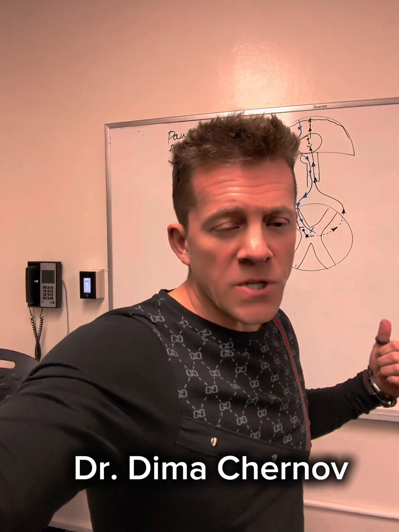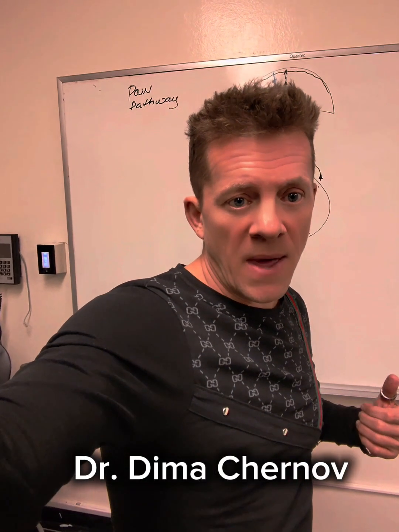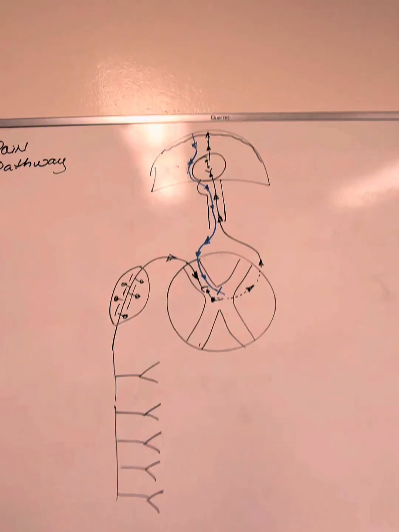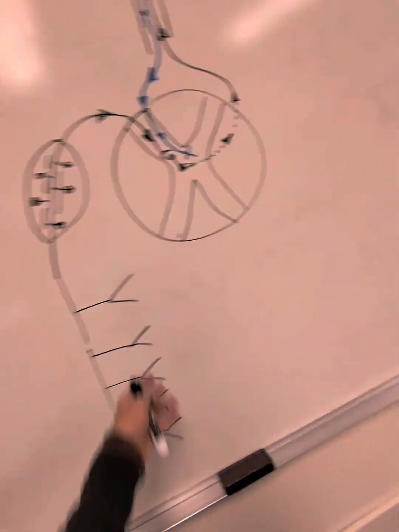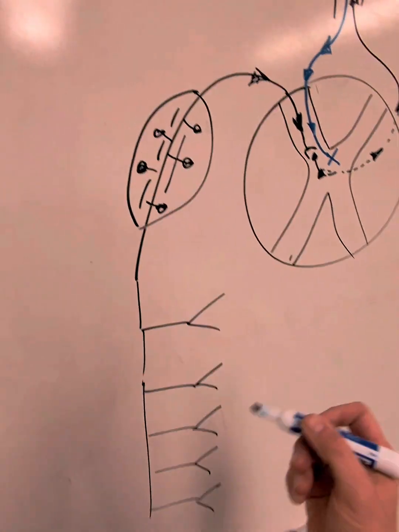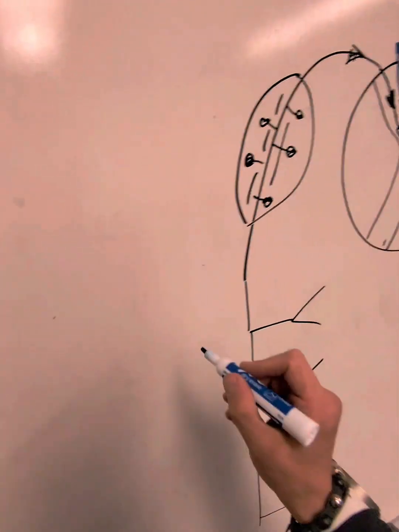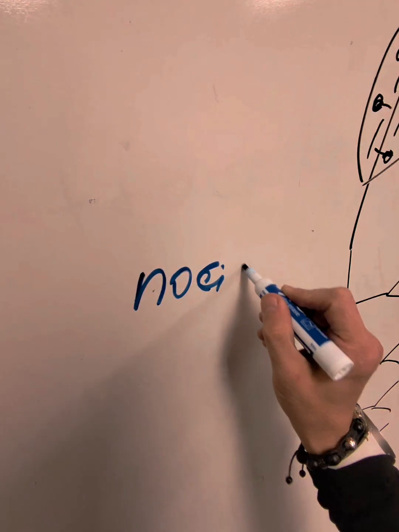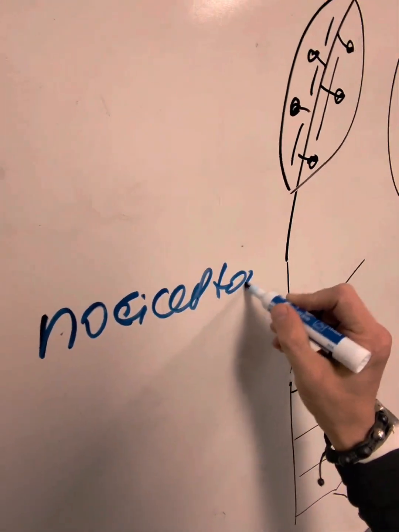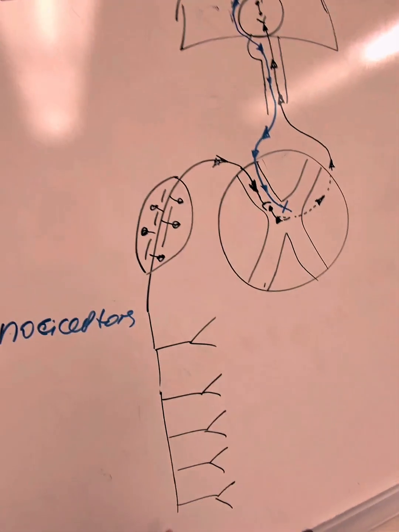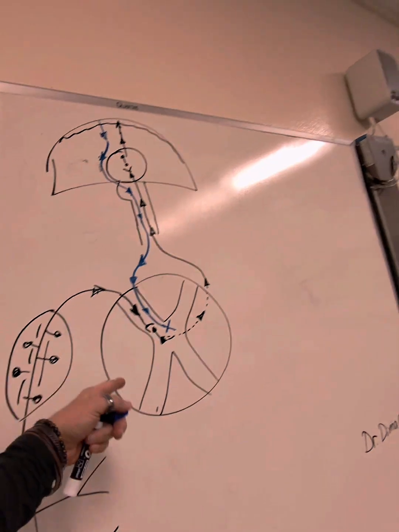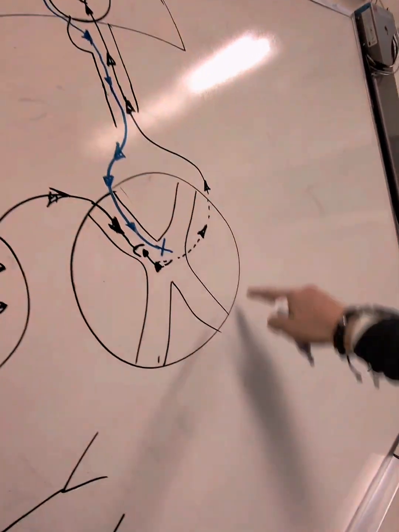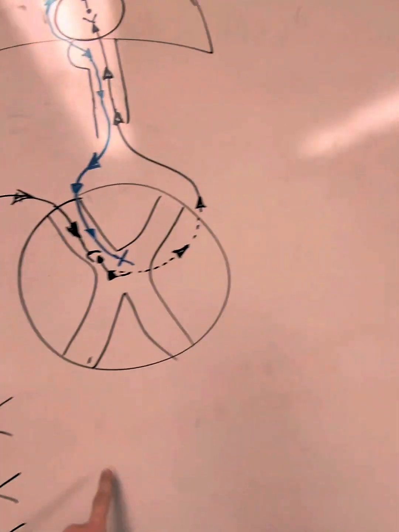Here's the third installment on the pain pathway. So here are the nociceptors, the receptors for pain. So when they are stimulated, they conduct an electrical impulse towards the central nervous system, the spinal cord.